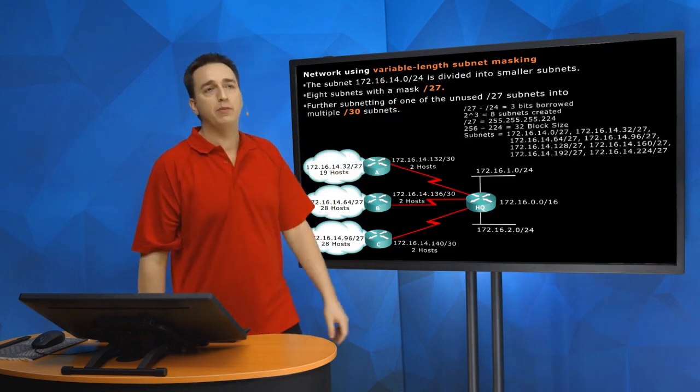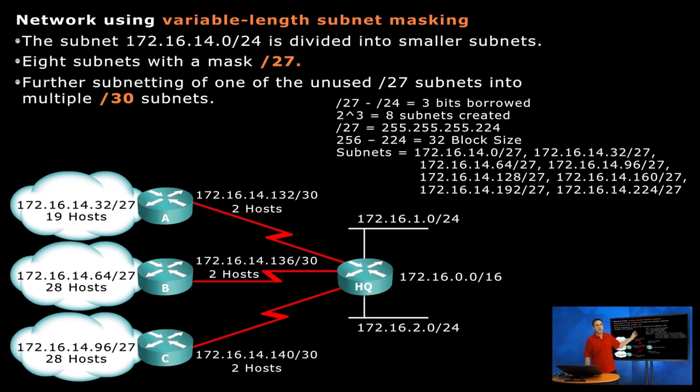So watch what happens here. We have a /27 that was created from the /24. That means we borrowed 3 bits. So let's figure out how many subnets we created now. We created 8 subnets in total. 8 subnets that can each support 32 minus 2 hosts. So 30 hosts. So 8 subnets, each supporting 30 hosts. That will take care of our 3 branch offices we have here. So the /27 subnet mask is 255.255.255.224.